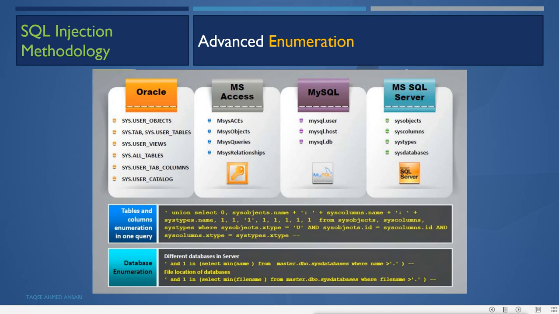So if you want to do tables and columns enumeration in one query, you will run a query like this: union select 0, sysobjects.name plus syscolumns.name, and it will go like this. And for database enumeration, to list the different databases in the server, you can run this query.